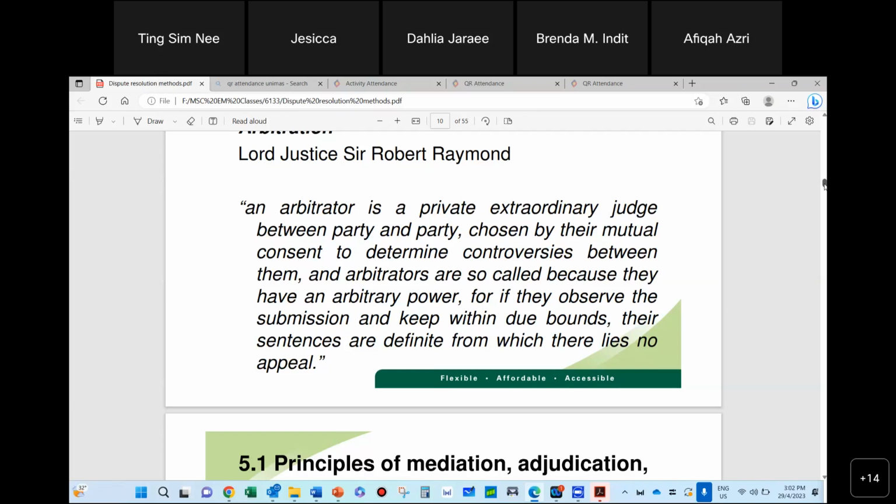So the training of an arbitrator, I think, is easily about 5 to 10 years. You are like a judge. It's just that you are not appointed by the Ministry of Justice, by the government, or by the people of Malaysia to be the judge. The arbitrator can be trained. You can go for courses.